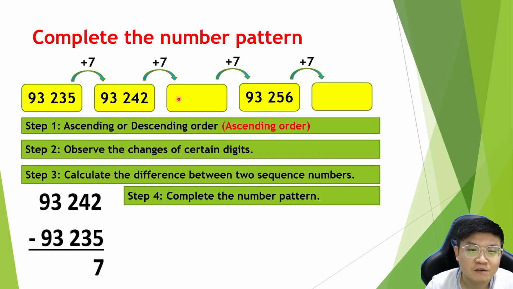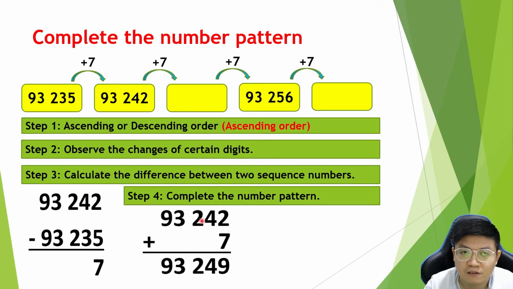Now, next step, you want to complete the number pattern. So how do you find this empty slot here? By taking the second number, then you plus 7, you can get this. Right? So 93,242, you plus 7, and you get 93,249. So it should be inserted in this slot.